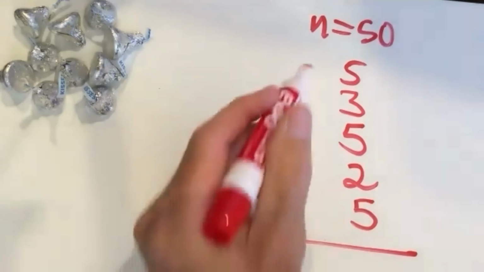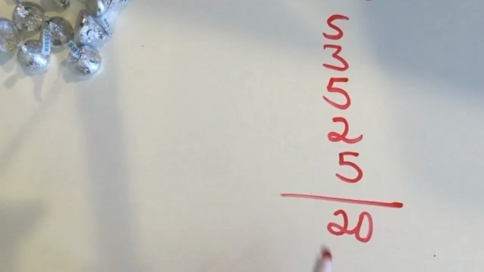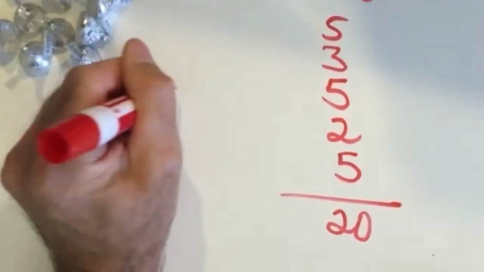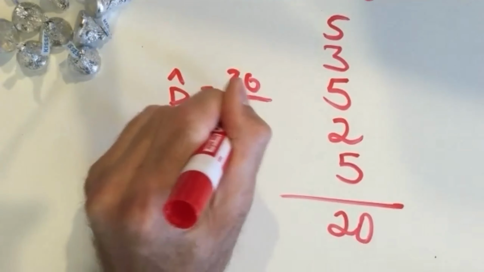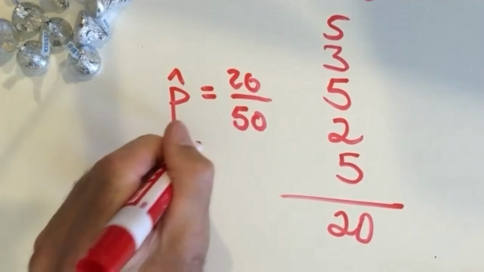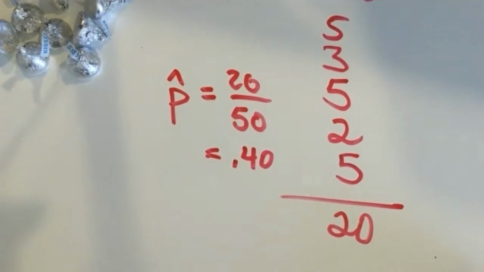We ended up with, what is that, 10, 15, 20. So we ended up with 20 of them out of 50. So our sample proportion would be 20 out of 50 landed right up. 2/5 sounds like about 40%. So our sample proportion would be 40%.